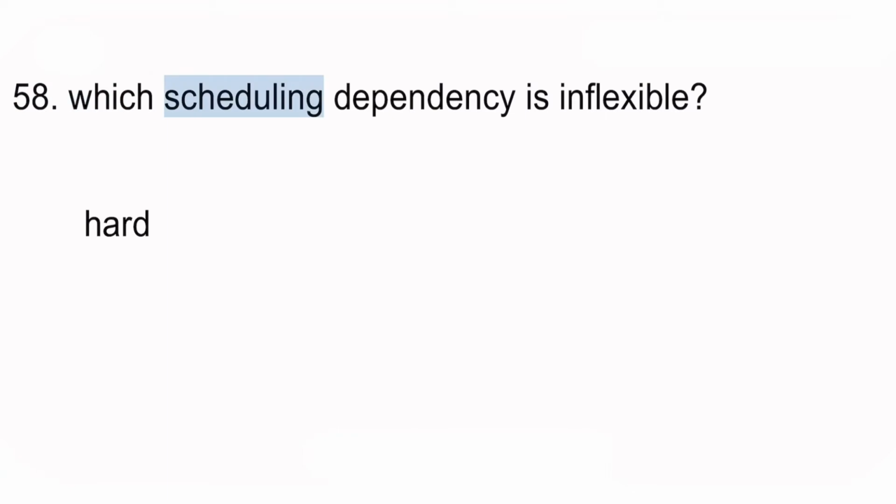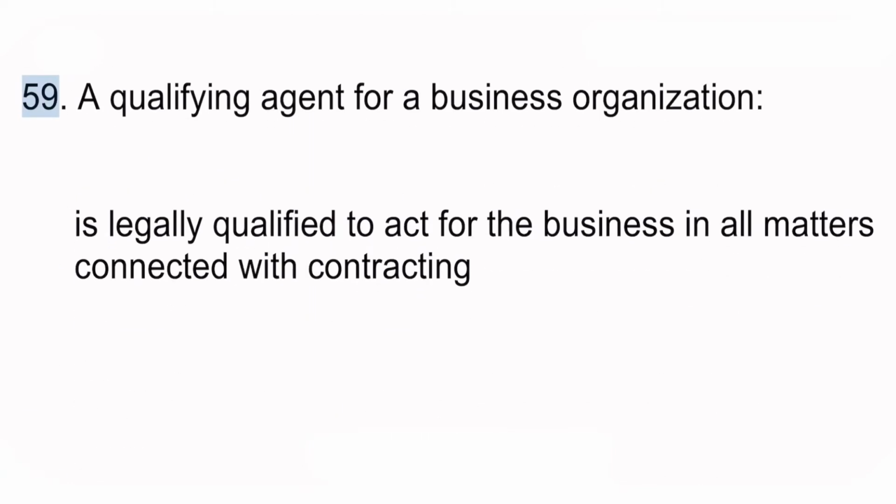58. Which scheduling dependency is inflexible? Hard. 59. A qualifying agent for a business organization is legally qualified to act for the business in all matters connected with contracting.